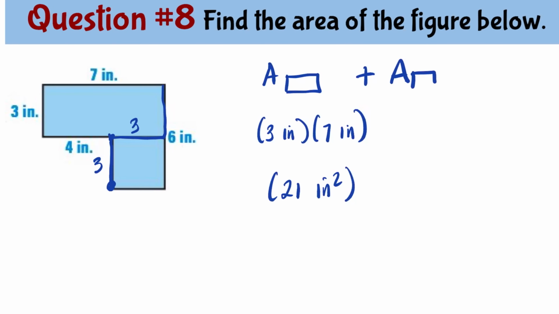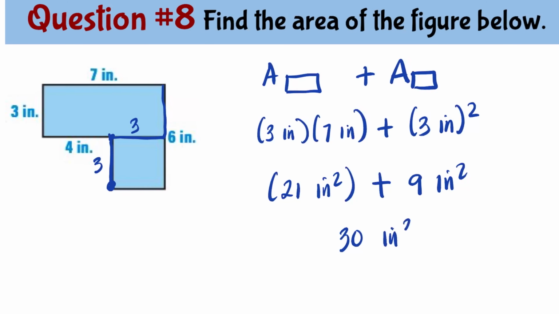And to calculate the area of a square, we can just do side to the second power. So that is 3 times 3, and that gives us 9 inches square. So 21 plus 9 will give us 30 inches square. That's the total area of this shape.